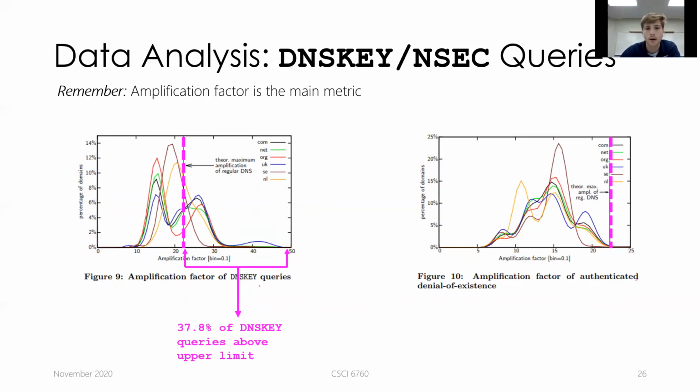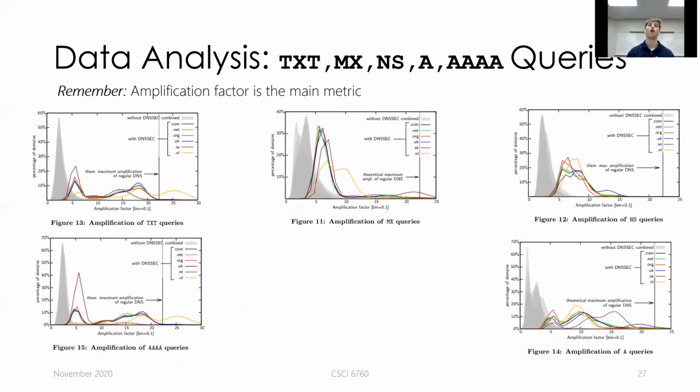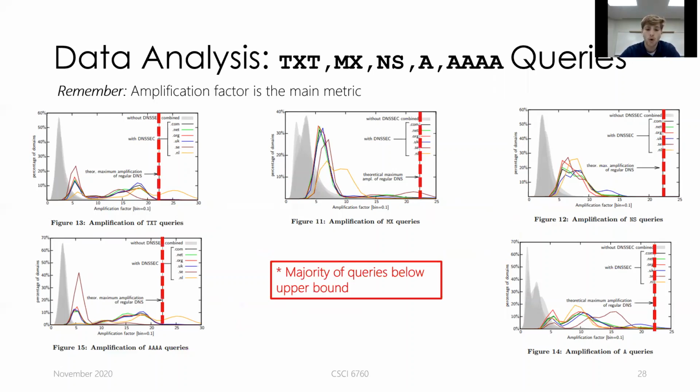Let's keep pushing forward. And now we're going to look at some of our more common regular DNS queries. So here we have your TXT, your MX, your NS, and your AAAA queries right here. And you can take a second to look at all these graphs. The first thing I want to point out is that here on this slide, we're getting some more good news, because a majority of these queries, whether they're signed or non-signed, are falling below our upper bound. So we can see that there is some nuance to this risk of DDoS attacks with amplification.